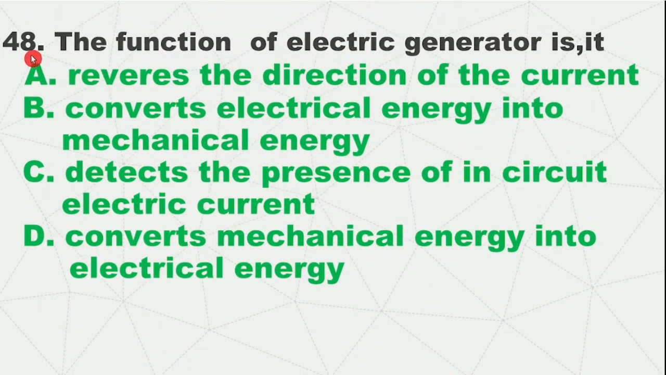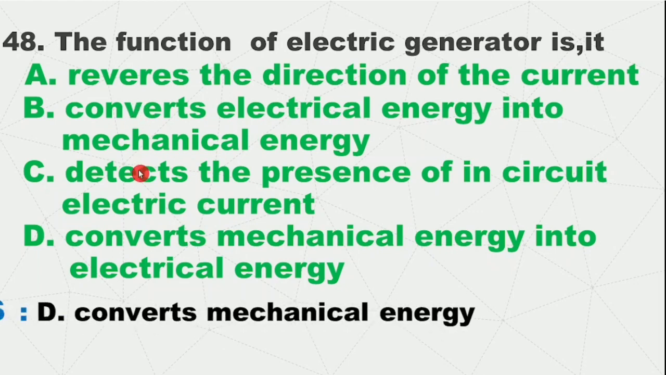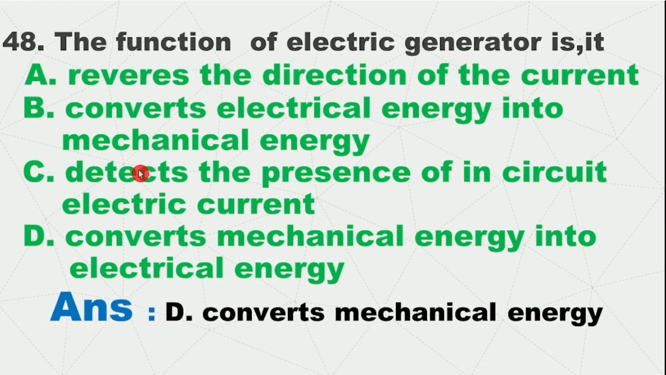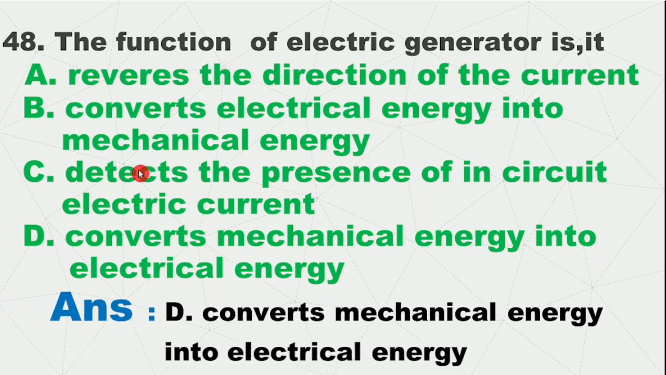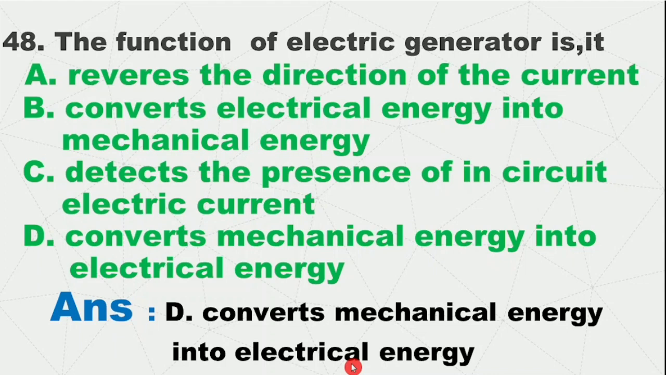Question number 48. The function of an electric generator is. What is the function of an electric generator? Generally, it is a direct answer and very easy, no need to read the options. The function of an electric generator is to convert mechanical energy into electrical energy. So option D is the correct answer, converts mechanical energy into electrical energy.